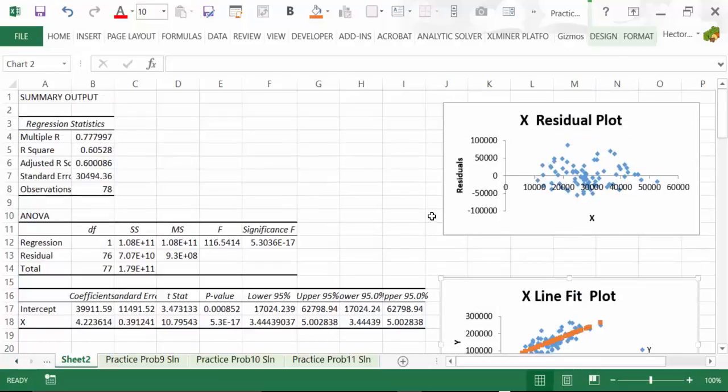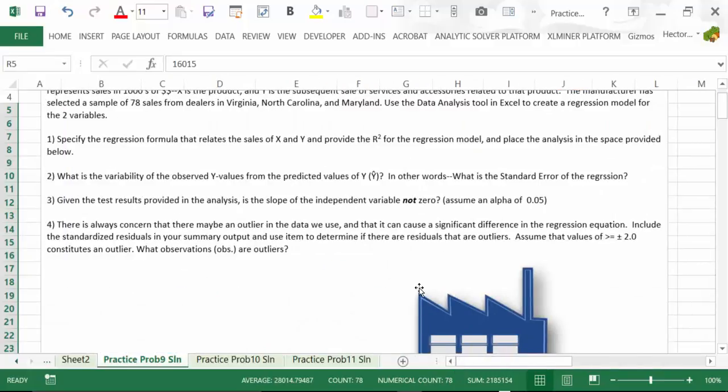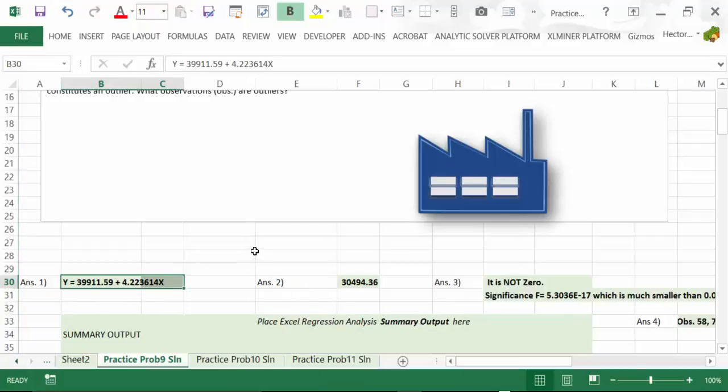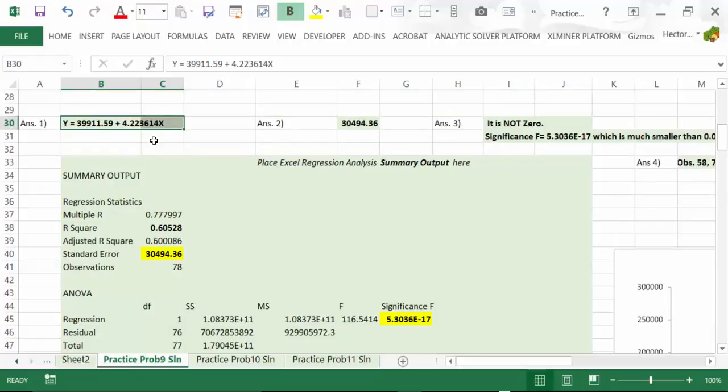Here's our residuals, and one of the questions that I have in the problem asks about the strength of the residuals and how large they are. So first of all, we provide the data on the regression formula. The regression formula has an intercept, a constant of 39,911, and a beta coefficient in front of the X of 4.22. 4.22 times X, and here's our constant. This is our regression estimation.